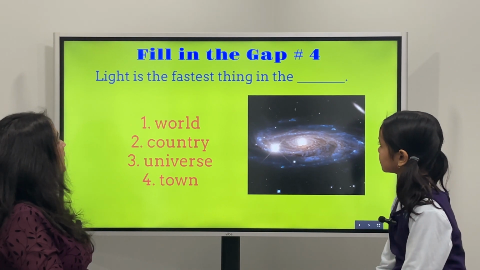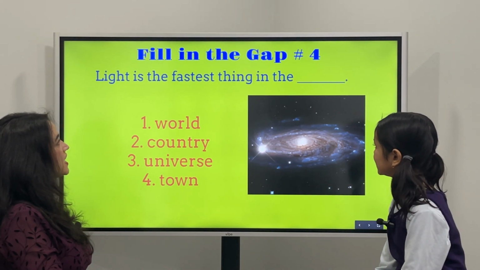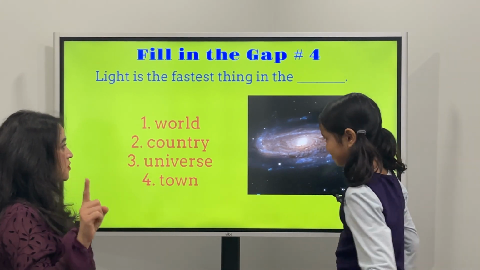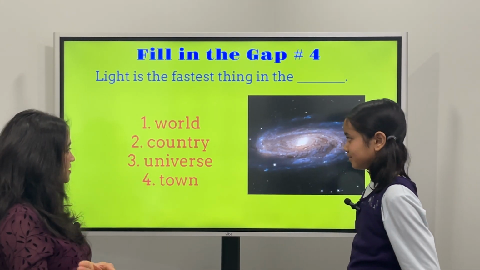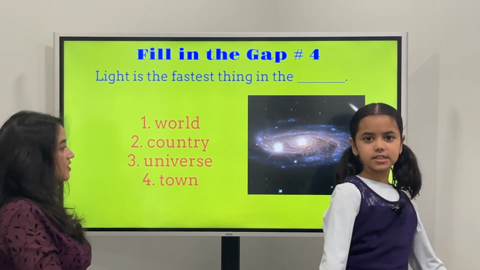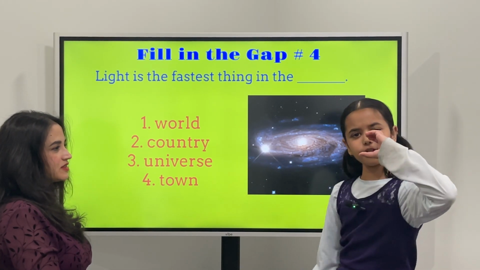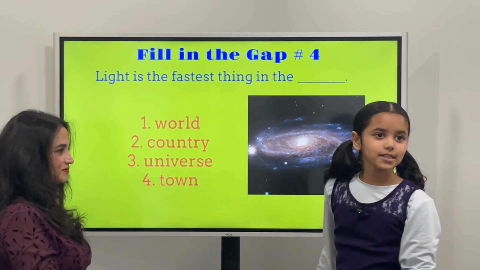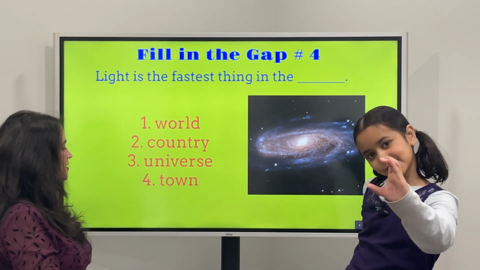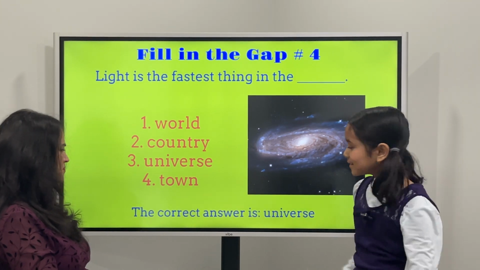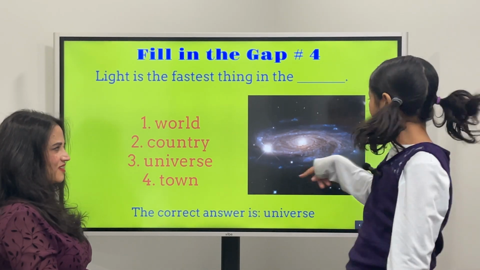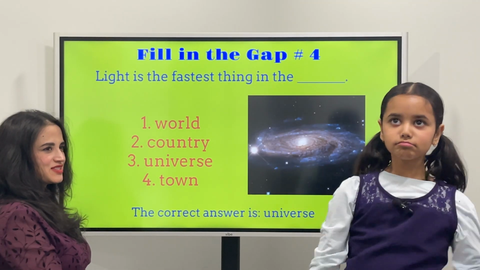Number 4: light is the fastest thing in the blank. Number 1, world. Number 2, country. Number 3, universe. Or number 4, town. I think it's 3. I think it's 1. Let's see what the answer is. The correct answer is universe. This is a whole universe. Who has ever seen the universe in the world?